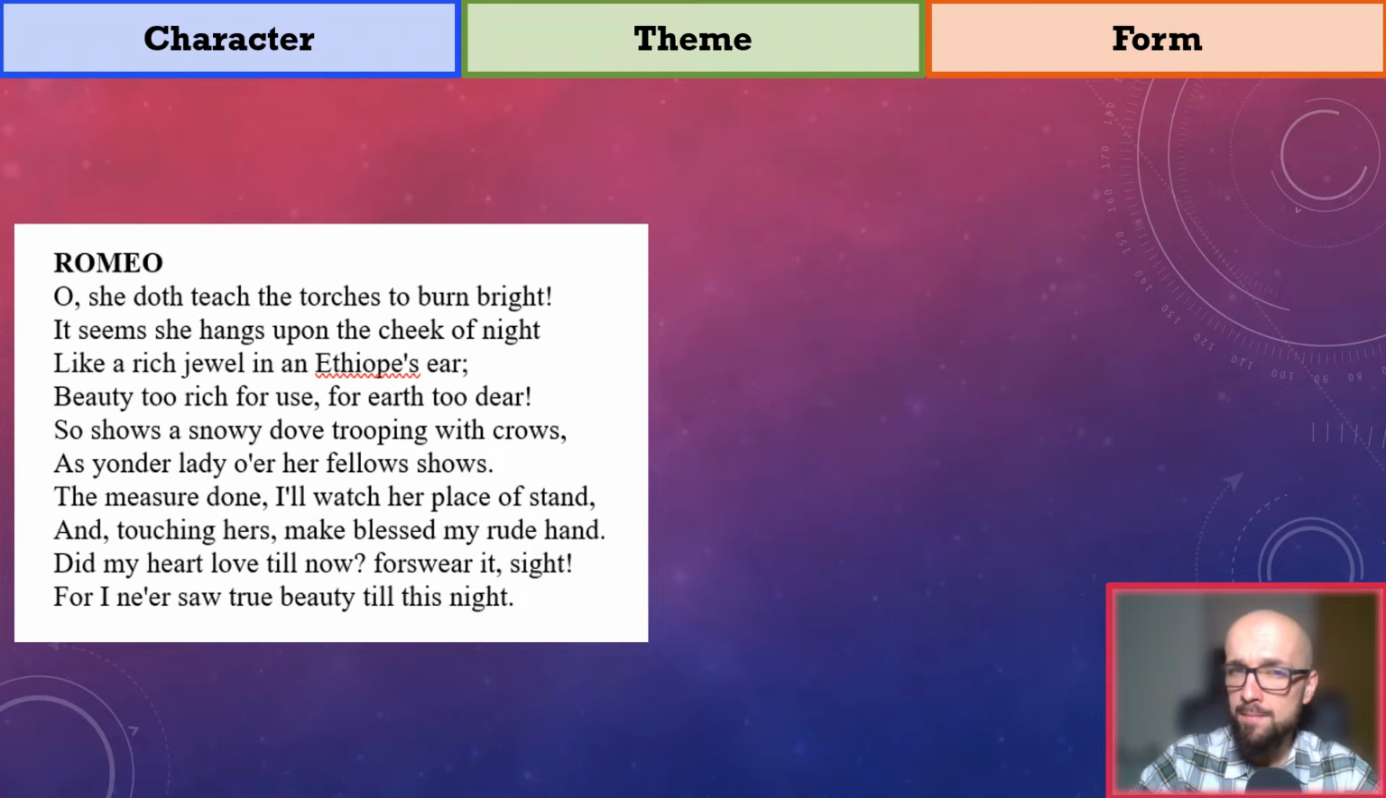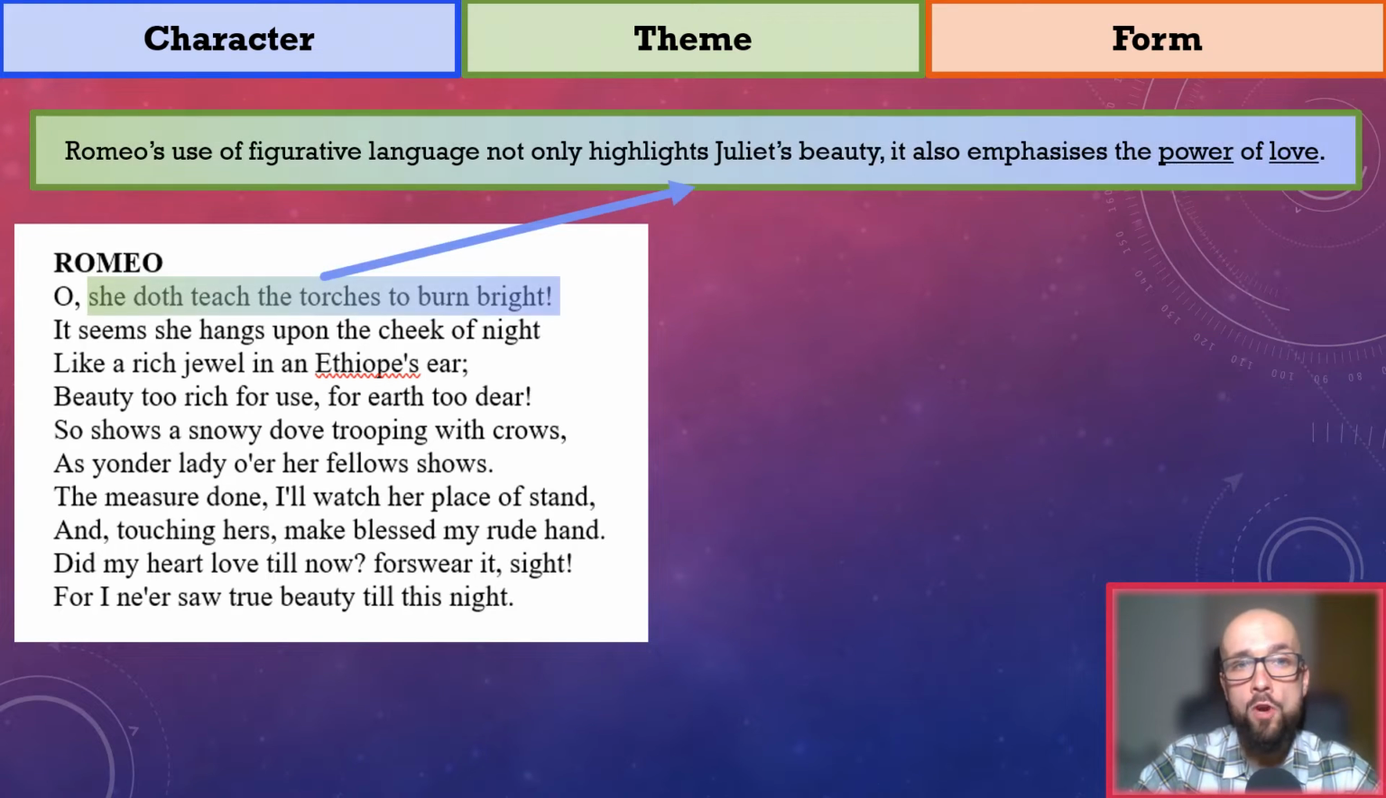But you know what is important? Romeo's dialogue once he has properly seen Juliet for the first time. So in the top line here, Romeo's use of figurative language, which he uses to suggest that Juliet is brighter than bright, not only highlights Juliet's immense beauty, but it also emphasises the power of love, for the immediacy of Romeo's attraction to Juliet brings him to speak in hyperbole.